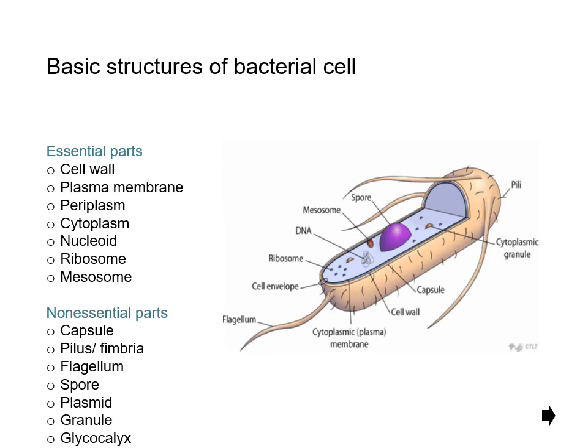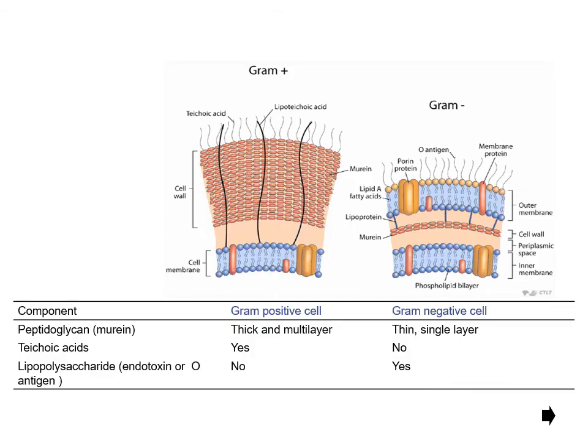Okay, so let's discuss this slide here. It's a basic structure of a bacteria cell. So what I want you to really understand from this is that we have a lot of structures inside the bacteria. Some of them are called essential parts, which means that they are present in all bacteria, while others are non-essential parts. So please go through this list and read them. I'm going to go through almost all of them in a minute.